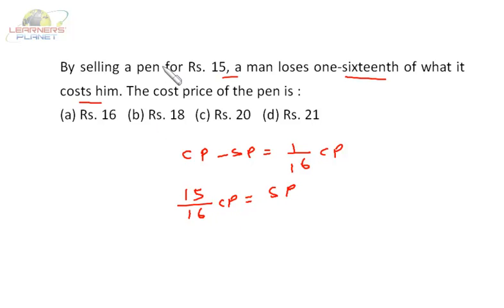Now we have been given the selling price. That means 15/16 CP is equal to 15. Okay, that means CP is equal to 16. That is cost price is equal to 16. Even you can do this problem mentally, no paperwork is required at all.